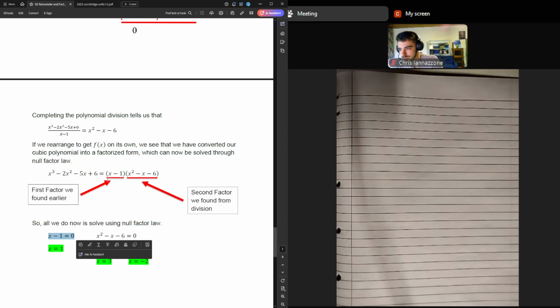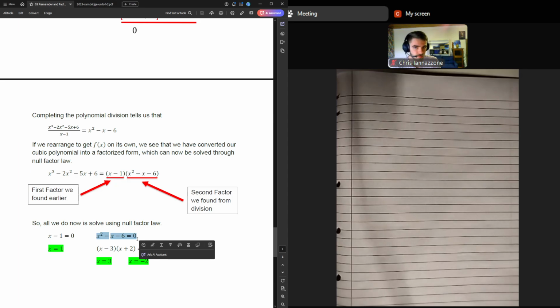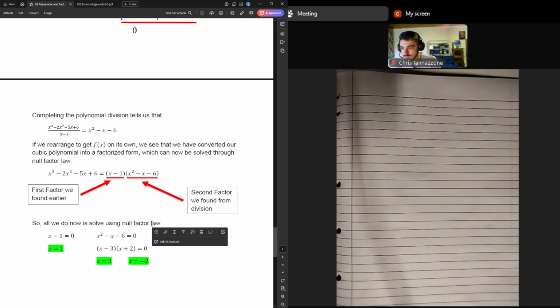And from there, you just use null factor law like we've looked at earlier. So x minus 1 equals 0 from this one, and x squared minus x minus 6 equals 0 from that term. Solve those individually using whatever methods you like. Linear is nice and simple. Quadratic, I've elected to use a factorized approach, which, if you can spot the factors immediately, is of course the fastest way to go about it, where possible.